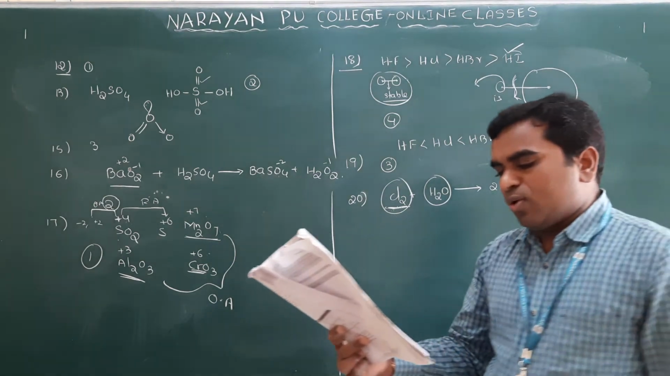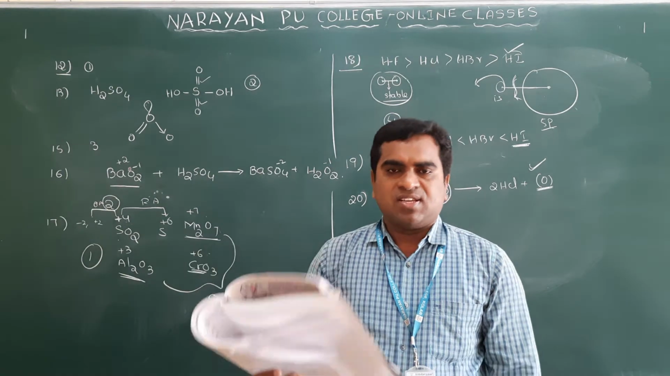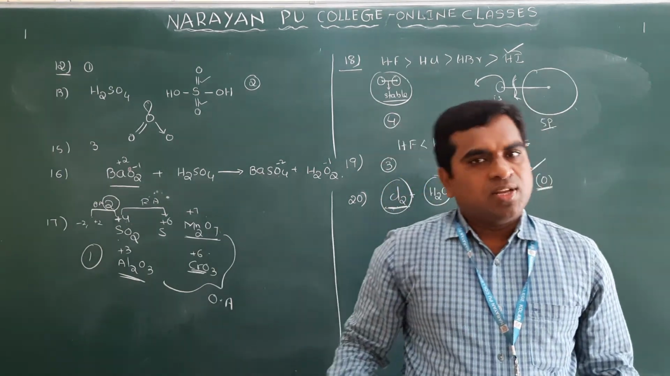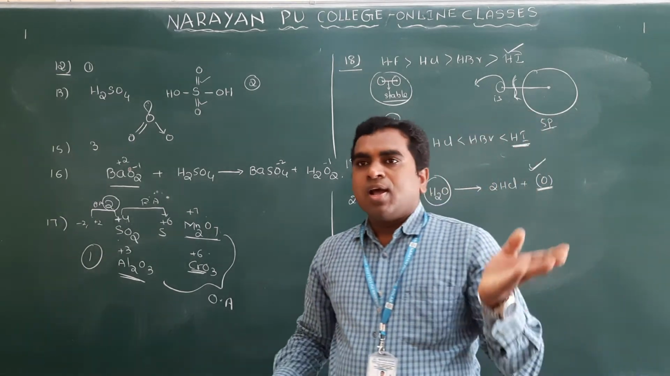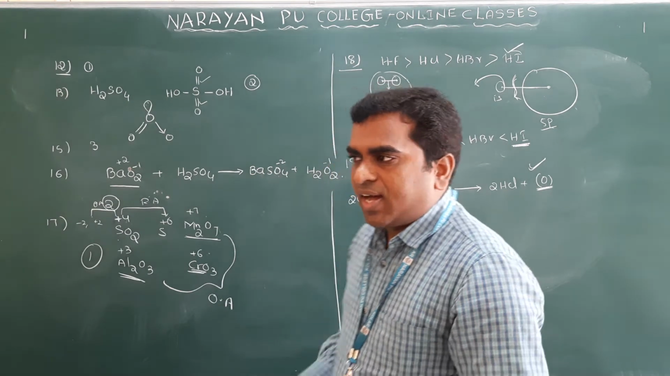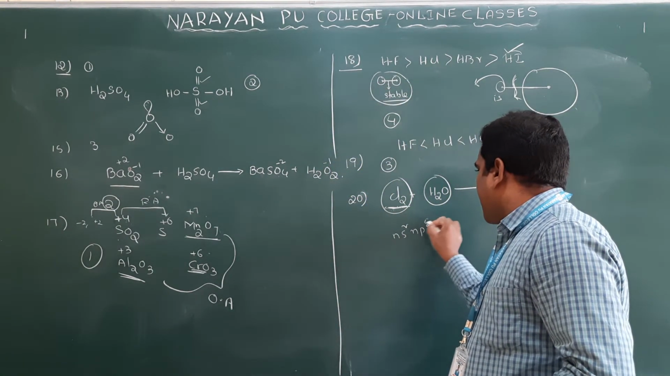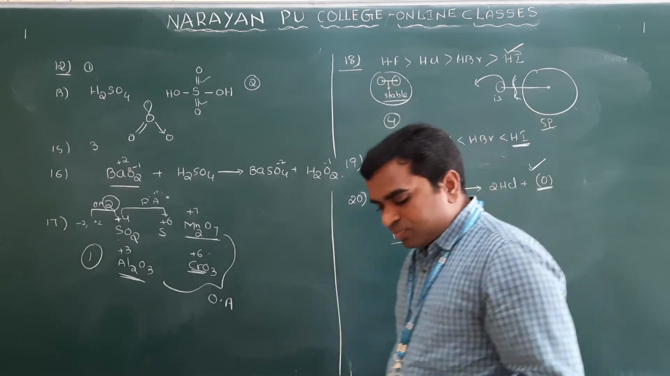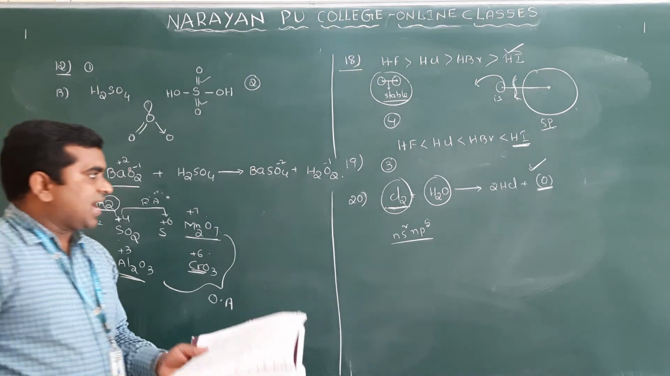Question 21, you already know. The outermost electronic configuration of the most electronegative element is... What is the most electronegative element? Fluorine is the most electronegative element, and fluorine belongs to the 17th group. What is the general electronic configuration of the 17th group? ns2 np5, 5 plus 2, 7. That is it. Next one.